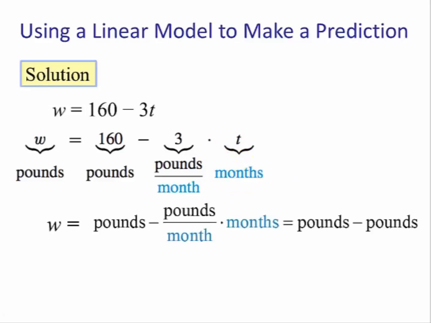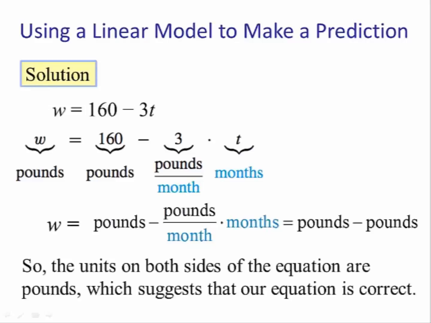To perform the unit analysis, we want to see, do the left hand side and the right hand side have the same units? Since we know that W is pounds, the left hand side is pounds. The right hand side will be pounds minus pounds per month times months. These units cancel and we're left with pounds minus pounds, which is equal to pounds. So the units on both sides of the equation are pounds, which suggests that our equation is correct.